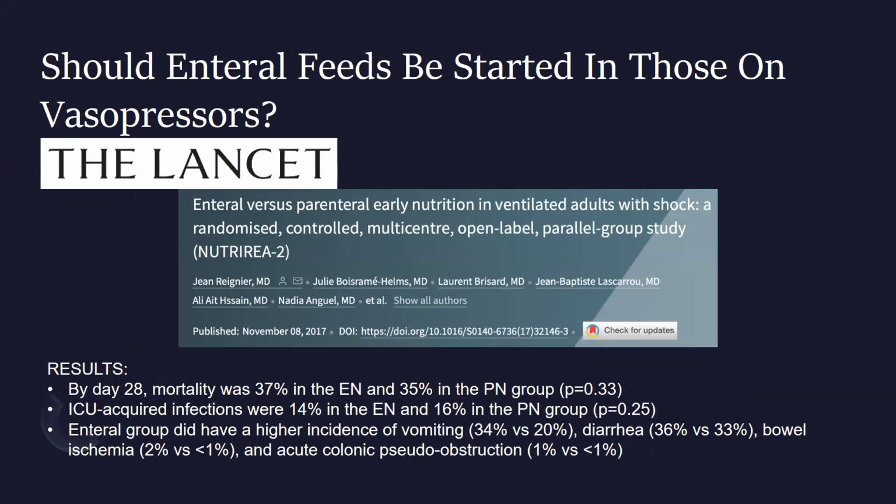So the first one, this might look familiar. This is that NUTRIREA-2 study that we talked about earlier, published in Lancet. As a reminder, it was about 2,400 patients. They were on vents and also on vasopressors. It was looking at parenteral nutrition versus enteral nutrition, with no difference in mortality or ICU-acquired infections. But the thing that they note, and maybe I should have put a little arrow on here, maybe I did. Oh, look at that, was that there was increased bowel ischemia in the group that got started on enteral nutrition, 2% versus less than 1%.